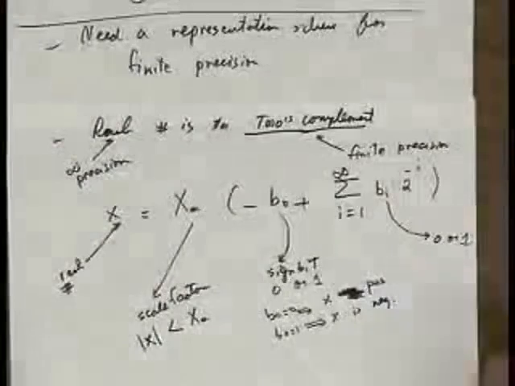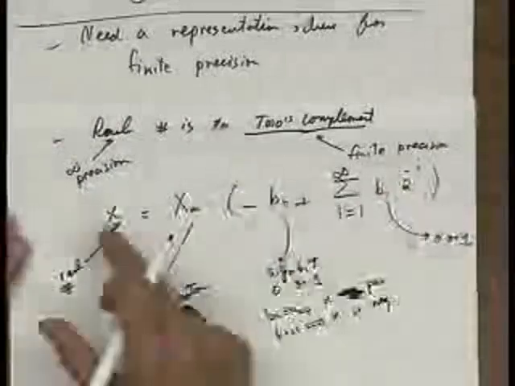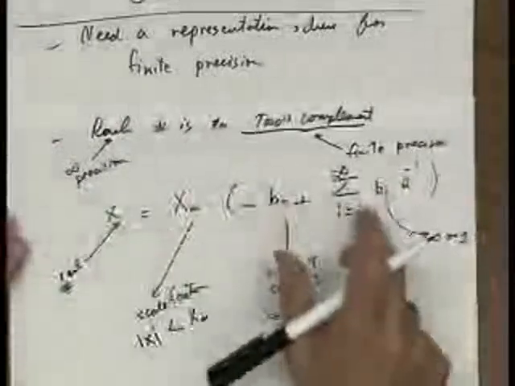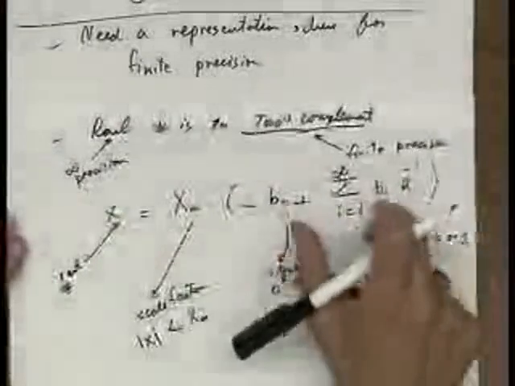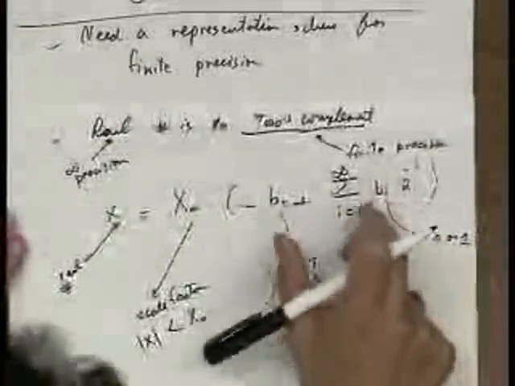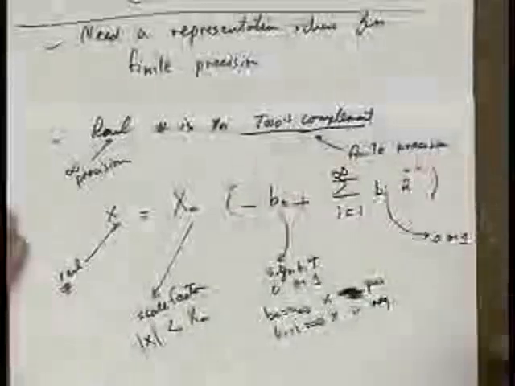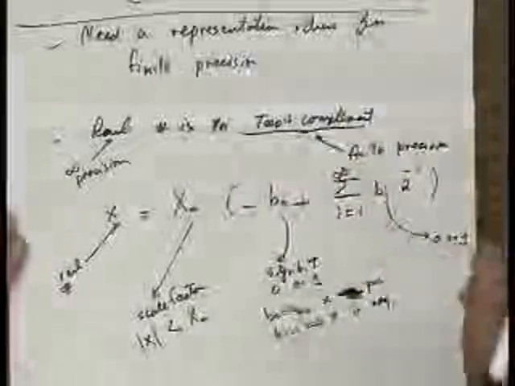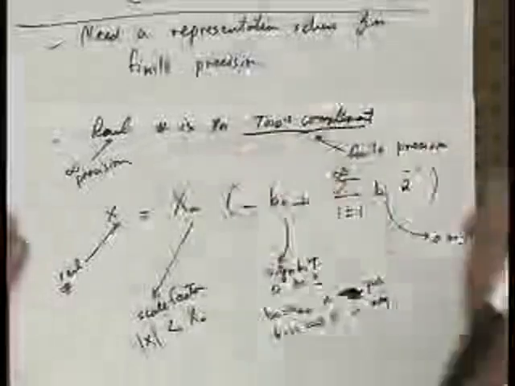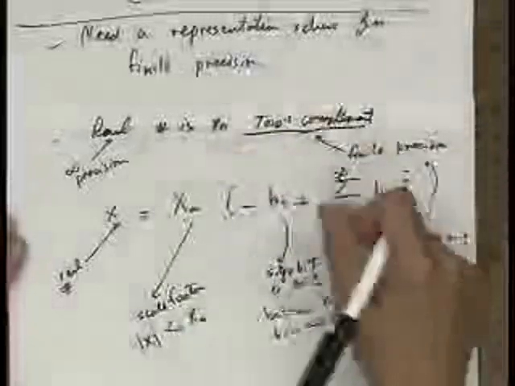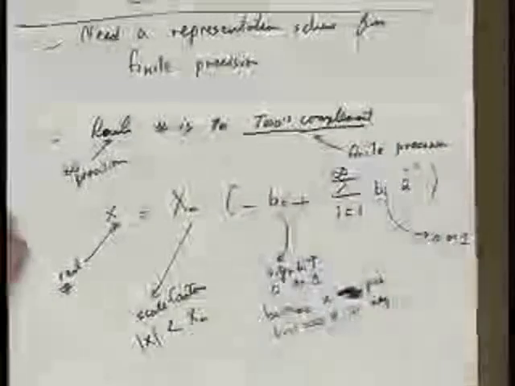So the way I've written a real number right now, it has infinite precision because the number of b_i is infinite. i ranges from 1 to infinity. So the more b_i I add, the more precision I get. Because I can go all the way to infinity, I'm adding lots and lots and lots of precision.